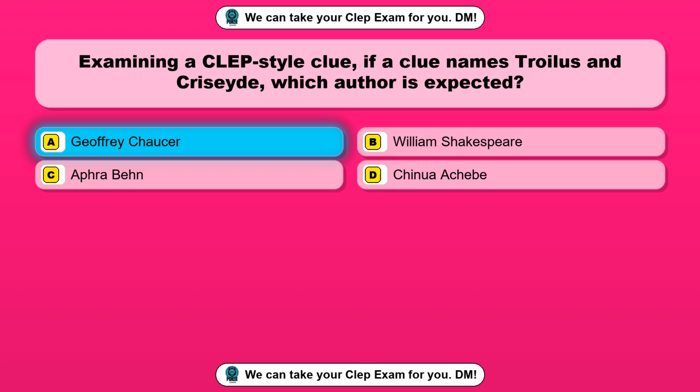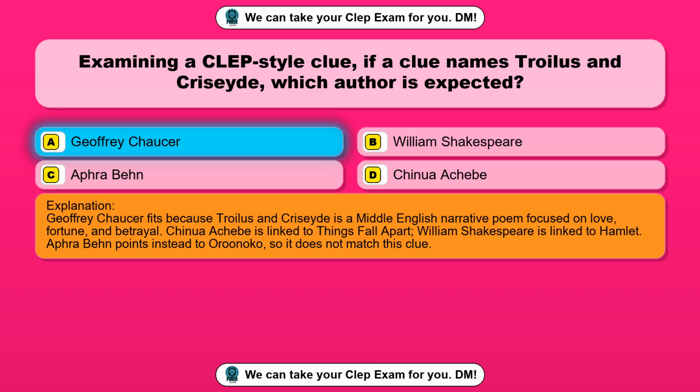Geoffrey Chaucer fits because Troilus and Criseyde is a Middle English narrative poem focused on love, fortune, and betrayal. Chinua Achebe is linked to Things Fall Apart. William Shakespeare is linked to Hamlet. Aphra Behn points instead to Oroonoko, so it does not match this clue.